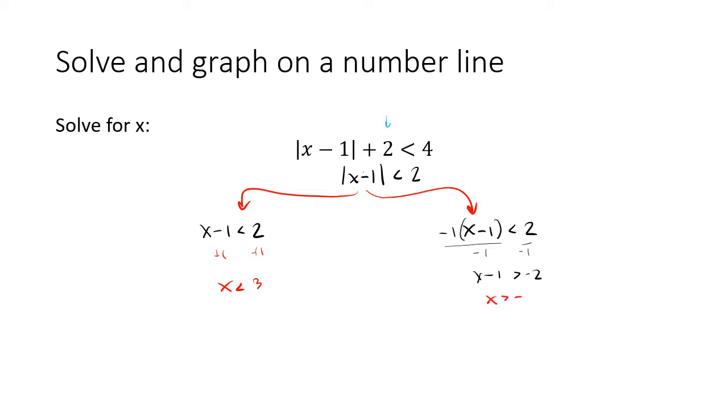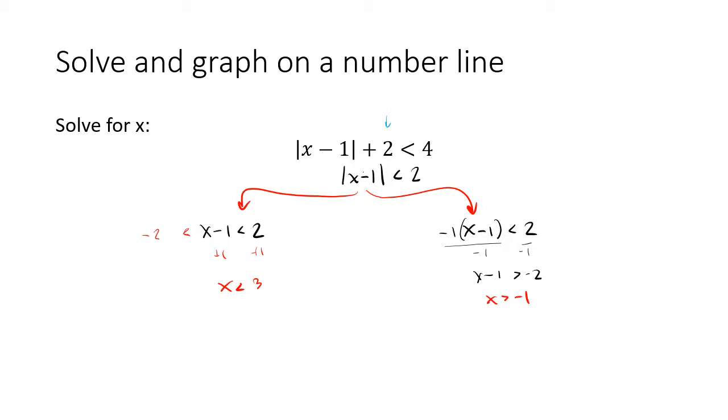greater than -1. So if we read this out, what would this be, an inequality? We would have -2 is less than x minus 1 is less than 2. This is an and statement. It's going to be a conjunction.